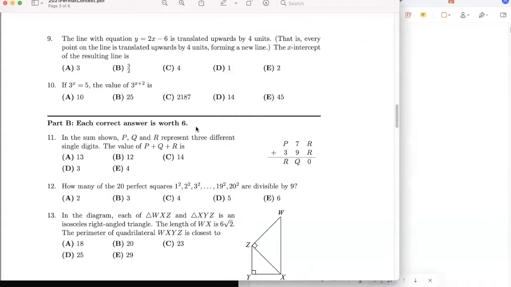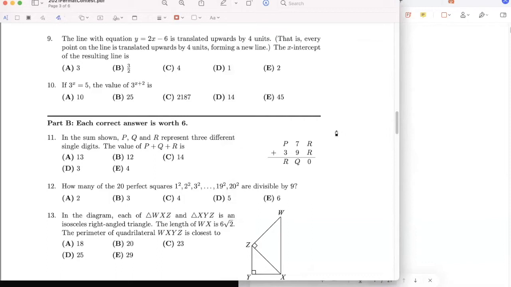So let's begin. Question 11. In the sum shown, P, Q and R represent three different single digits. The value of P plus Q plus R is what? So let's try and solve this here.